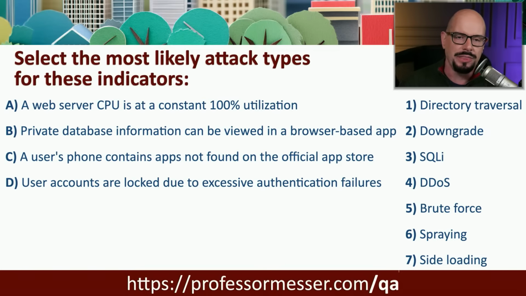For those of you listening in on the audio side, our 4 attack indicators are: a web server CPU is at a constant 100% utilization. Private database information can be viewed in a browser-based app. The third one is a user's phone contains apps not found on the official App Store. And the last one is user accounts are locked due to excessive authentication failures. So there are 7 different attacks that I want you to match with those 4. Those are directory traversal, downgrade, SQLi, DDoS, brute force, spraying, or side loading.